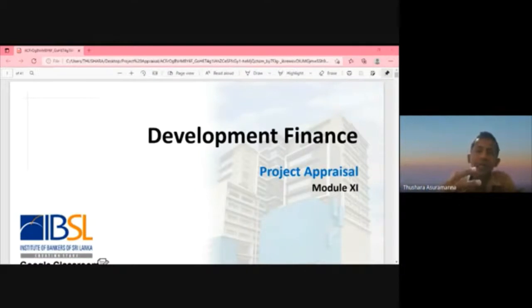In general lending, the balance sheet or the client's past performance would be a better input for us. But in project lending, it is not so. It's all futuristic, right? So based on the future, we need to do the assessment. That's the main difference. Hence, this is futuristic.